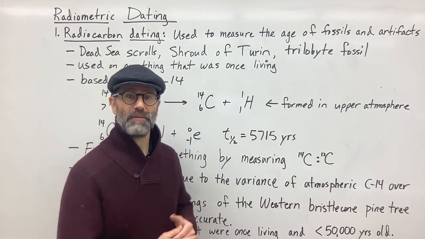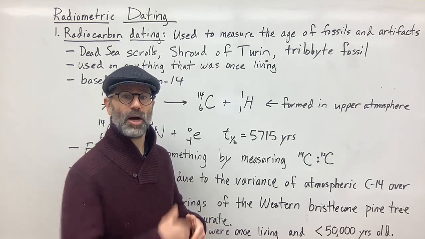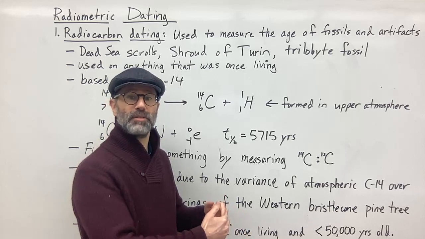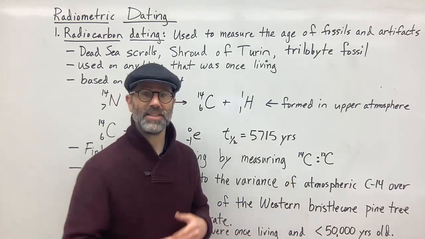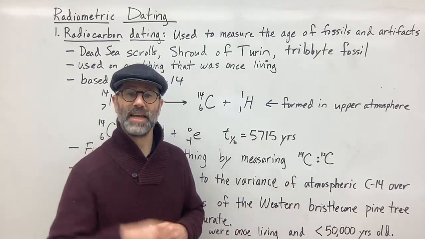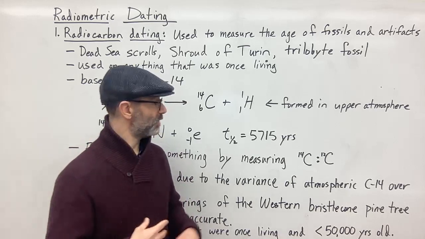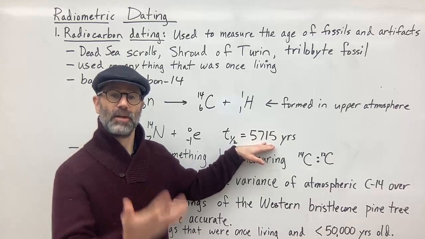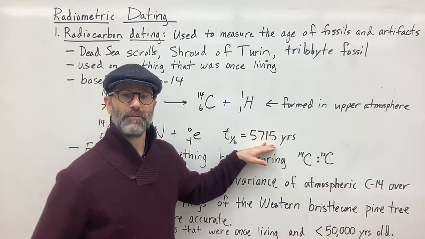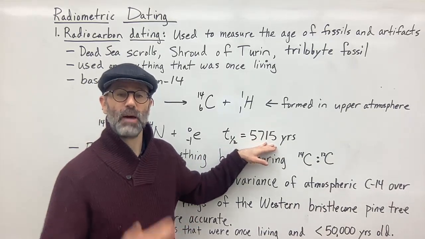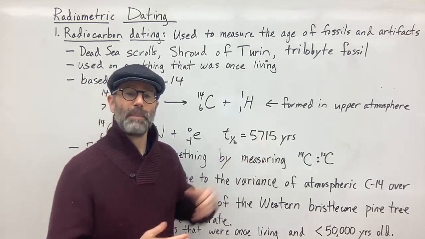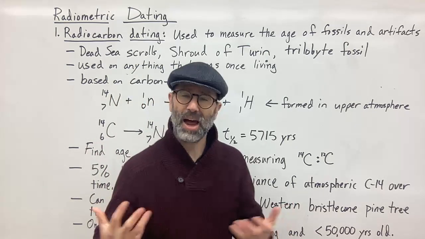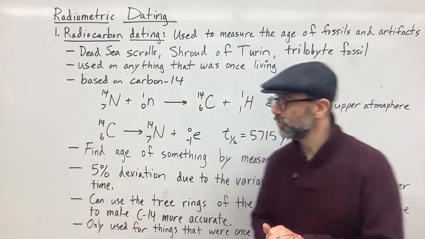So in order to get to 25%, I would take a half of 100%, that's 50%, and then take another half of 50%, that would give me 25%. That's two half-lives. So then I could take the two half-lives and multiply 2 by 5,715 years, and I'll get about 11,400 years or something like that. So that would be the date of that particular object that I was dating. Okay, so that's how radiocarbon dating works.